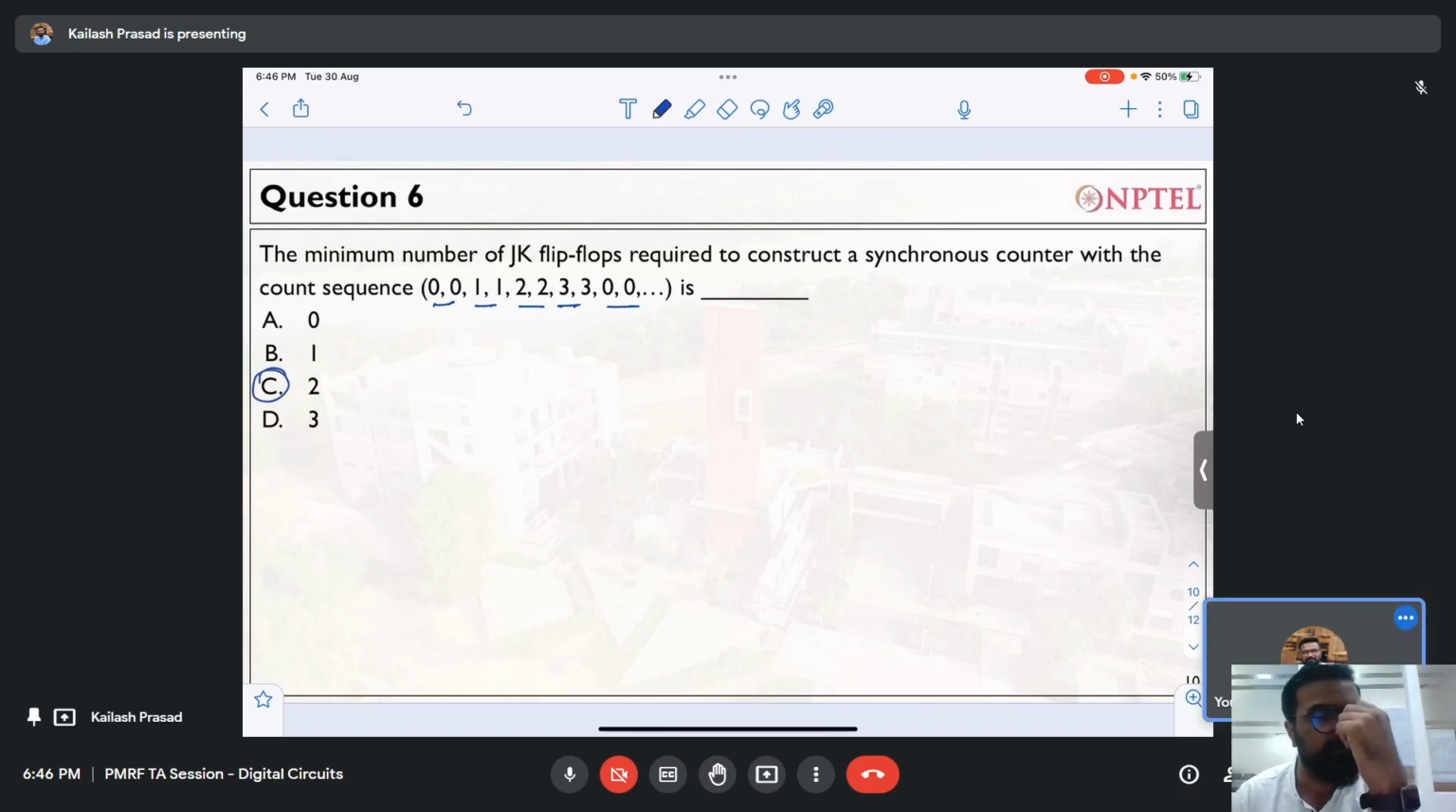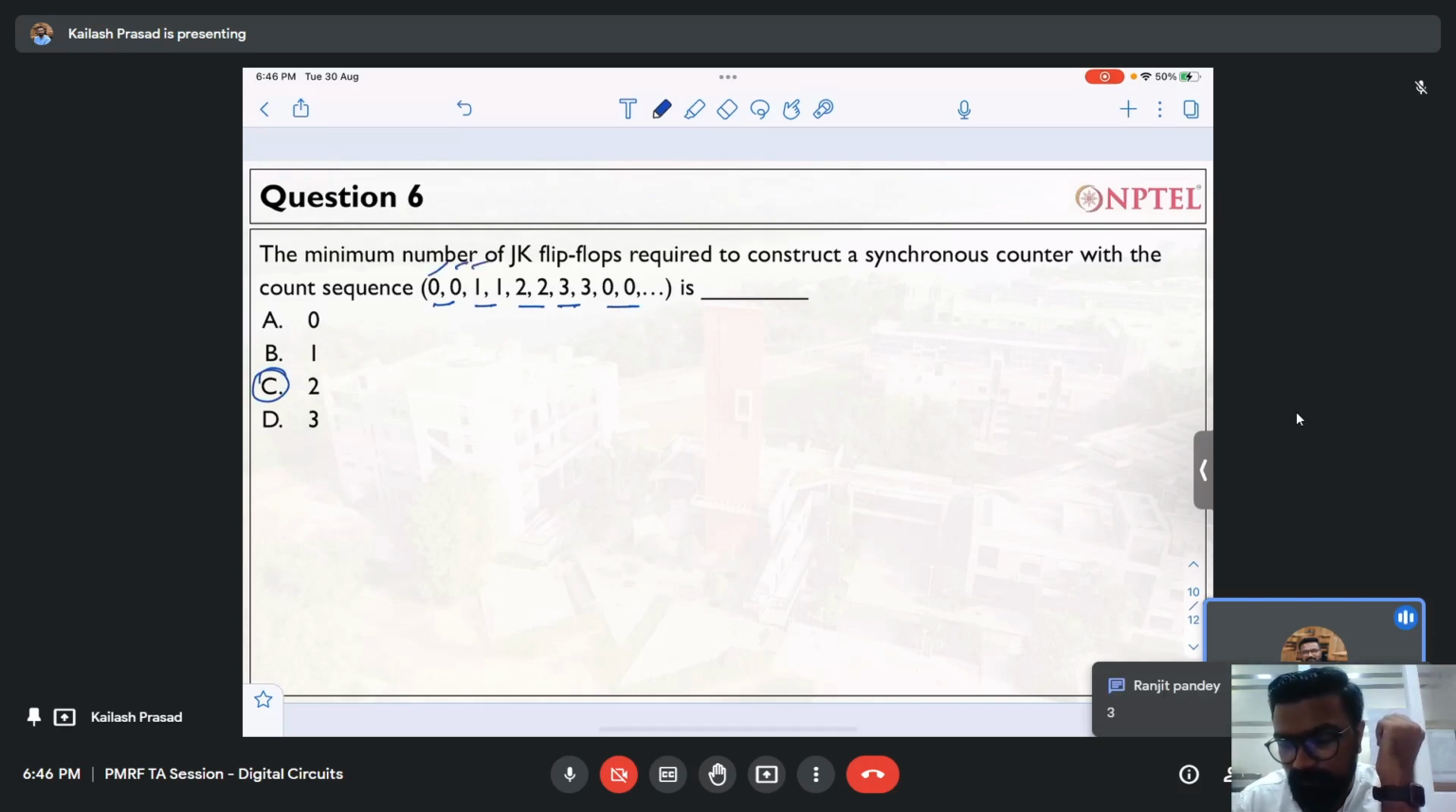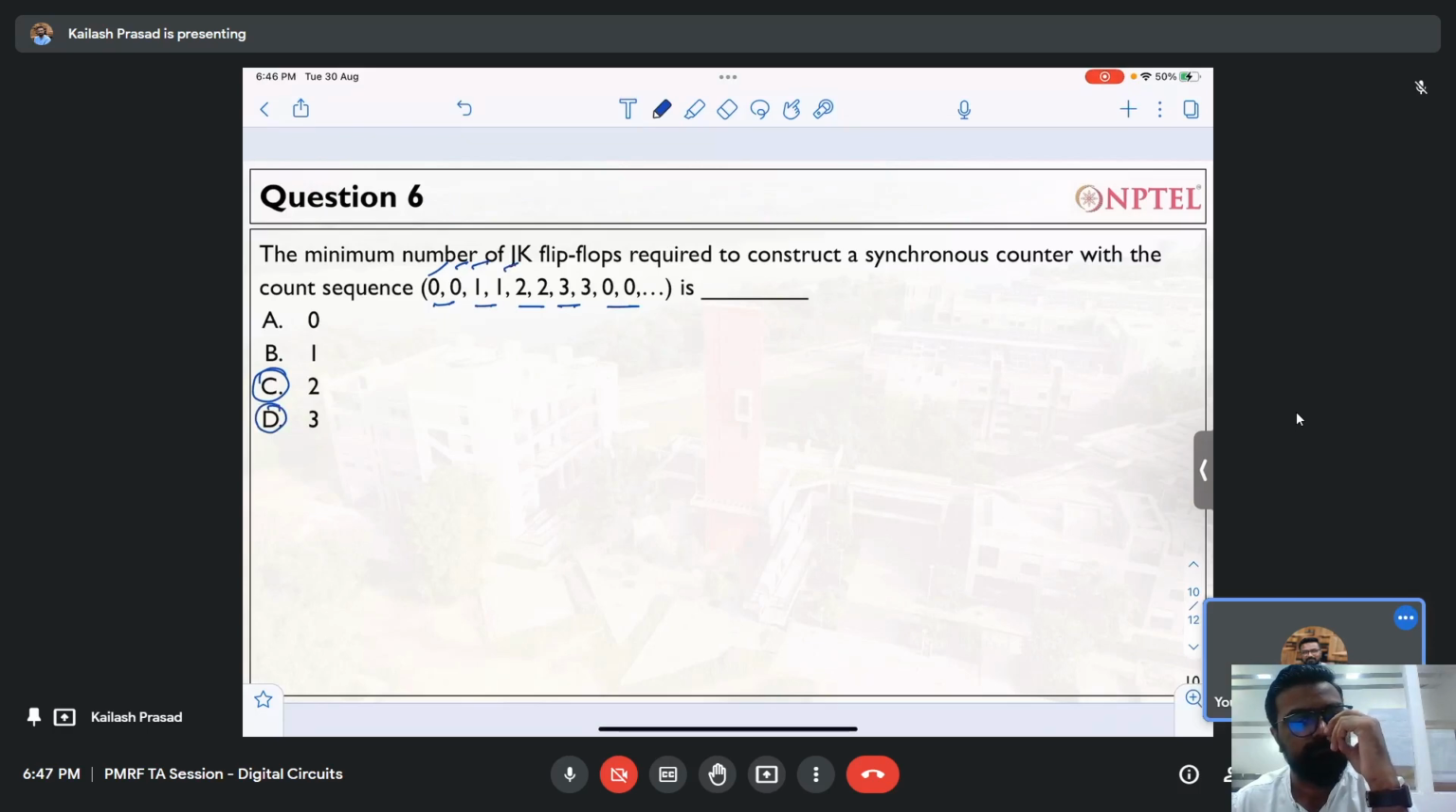Anybody else? Please note that you have to count 0, then 1, then 1. Okay, Ranjit Pandey is saying 3. Right? Anybody else? Okay, Satyam is also saying 3. Anybody else? So let's see if you want to see this.